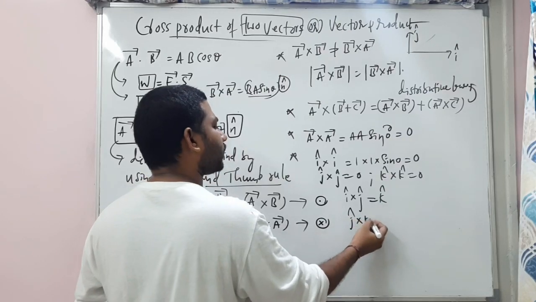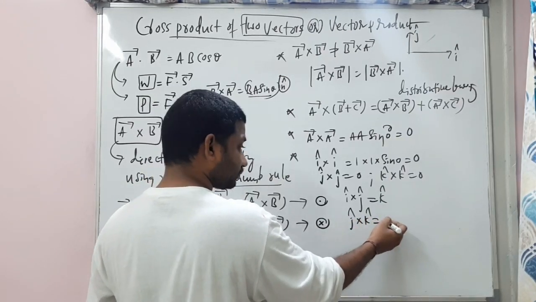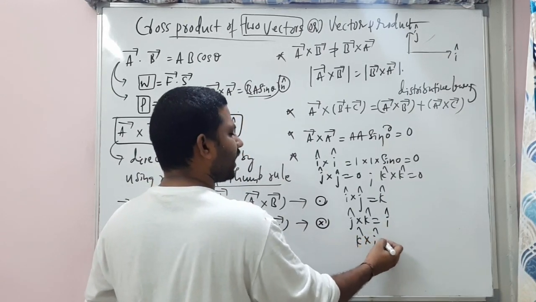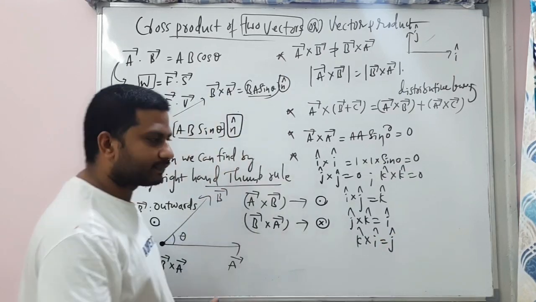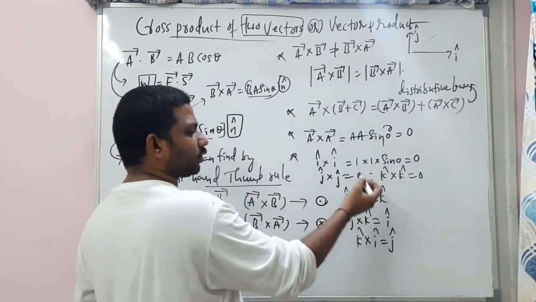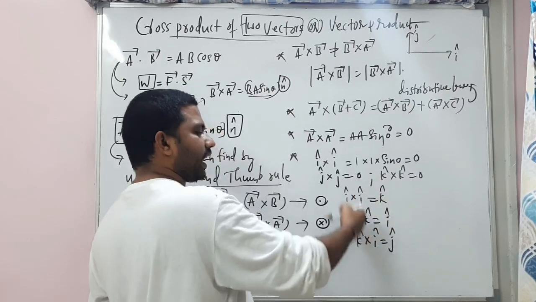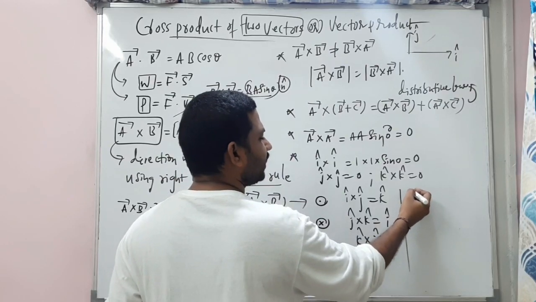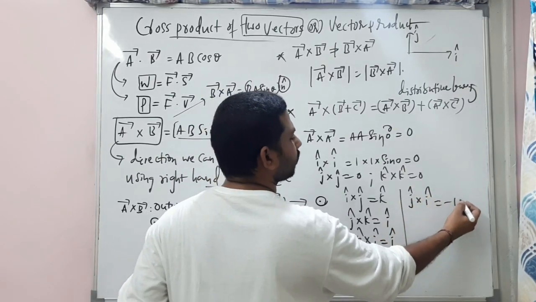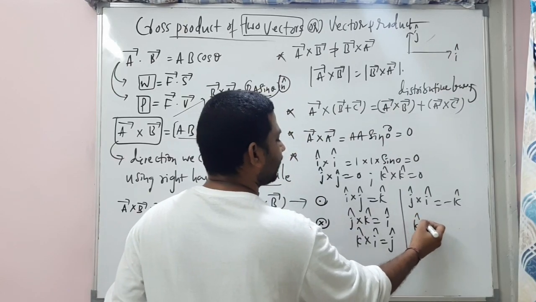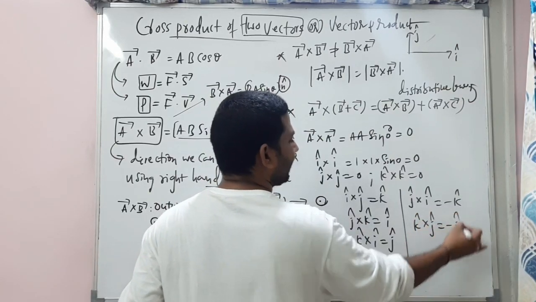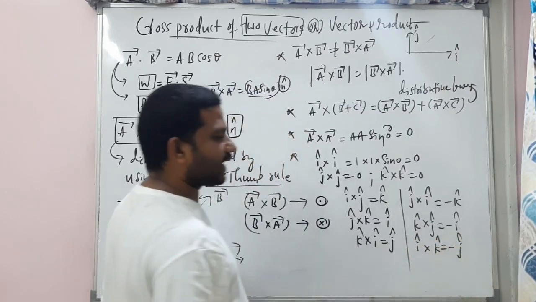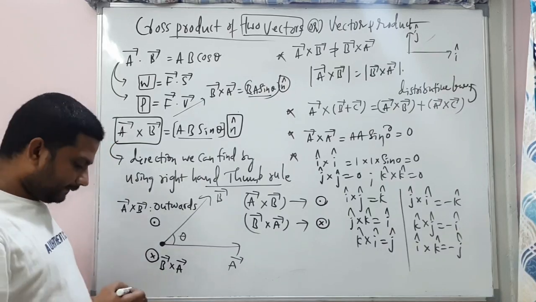Then j cap cross k cap is equal to i cap. Then k cap cross i cap is equal to j cap. Understand? See, i cap cross j cap, j cap cross k cap, k cap cross i cap, like that. Now if you write the same thing in the reverse way, j cap cross i cap is equal to minus k cap, k cap cross j cap is equal to minus i cap, i cap cross k cap is equal to minus j cap. It goes like that, right?